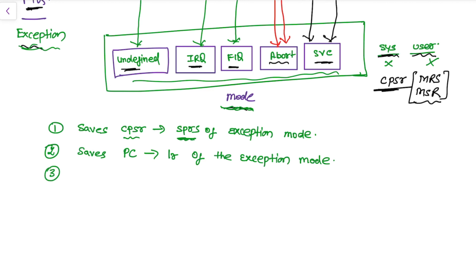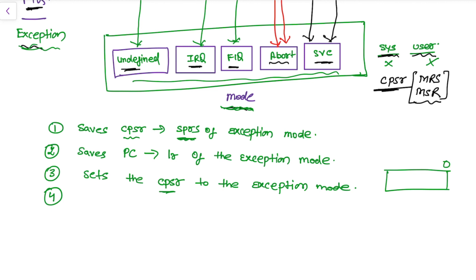Then in the third step, it sets the CPSR to the exception mode. If you remember, the first 5 bits of the CPSR, which is 32 bits long, define the processor mode. So it sets the CPSR to the exception mode, and that mode can be set by setting these 5 bits.